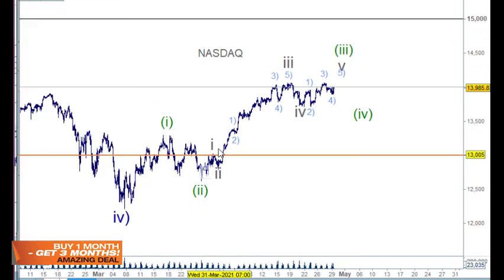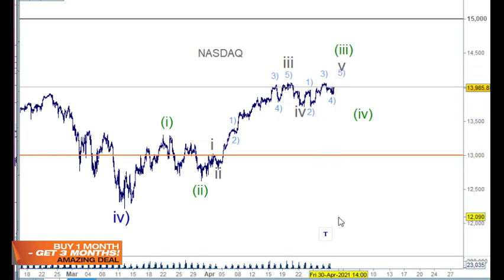As 1 and 2 here, then 1 and 2 here. And I have put a little bit of effort into counting this as 1, 2, 3, 4, 5 for 1 and 2 here. And then 1 and 2 and 3 and 4 and 5 for the third wave, 4th and 5th for the third wave. Then the 4th wave here, and then going 1, 2, 3, 4, 5 up here for the 5th wave. So that's sort of how I'm seeing it.